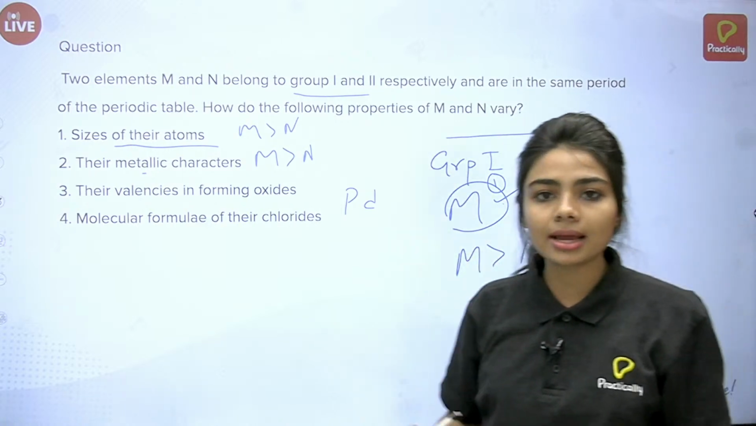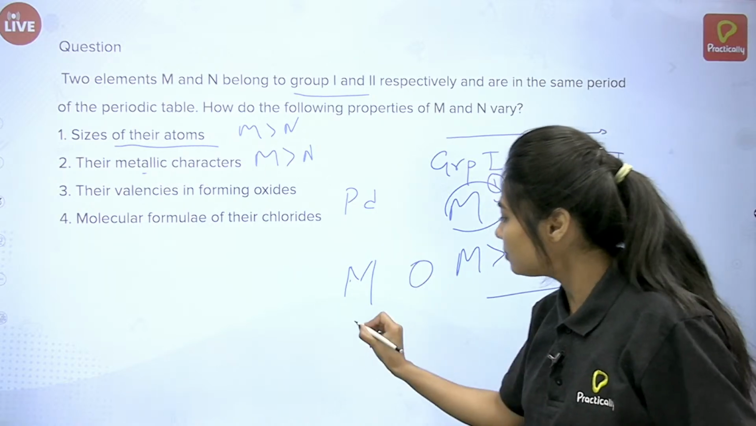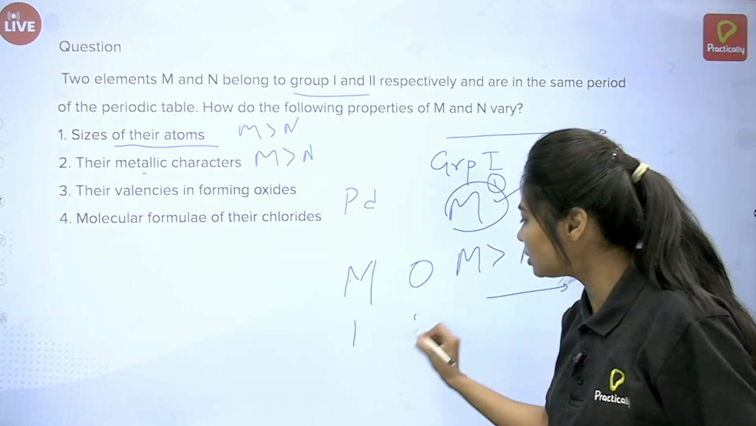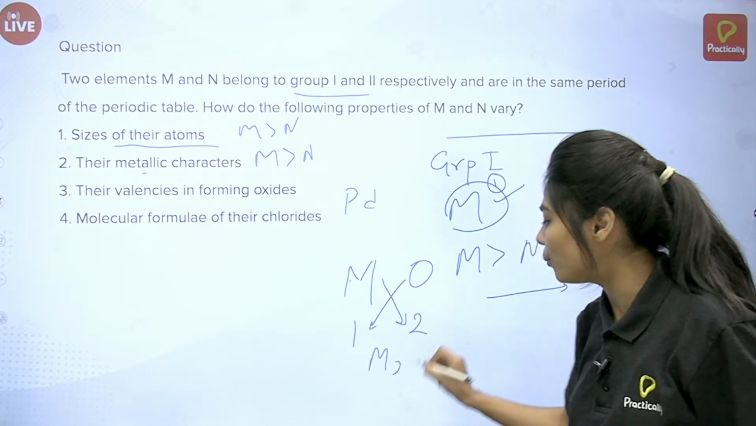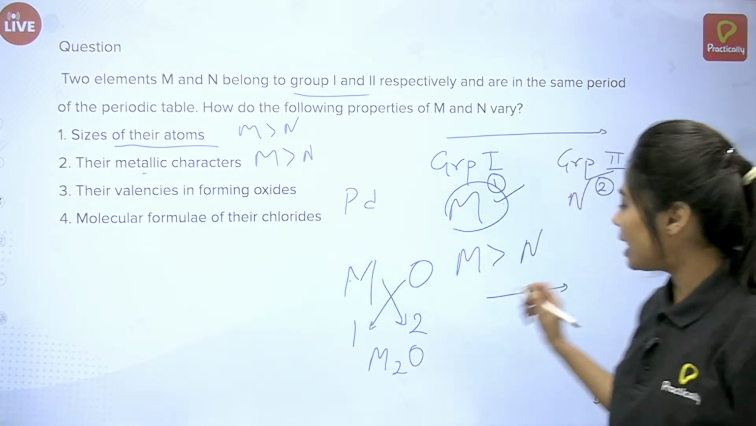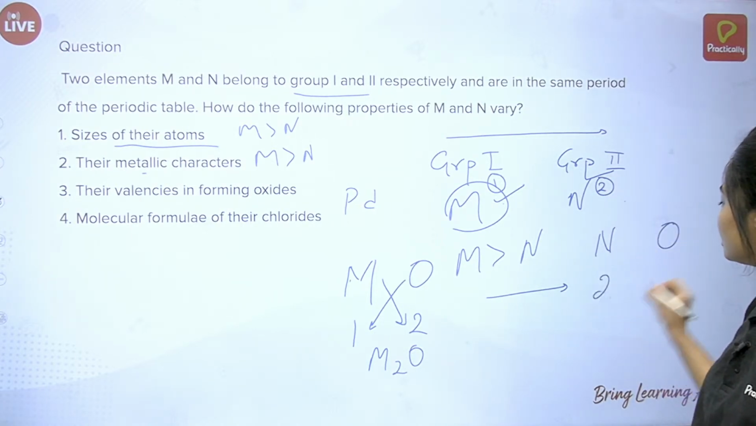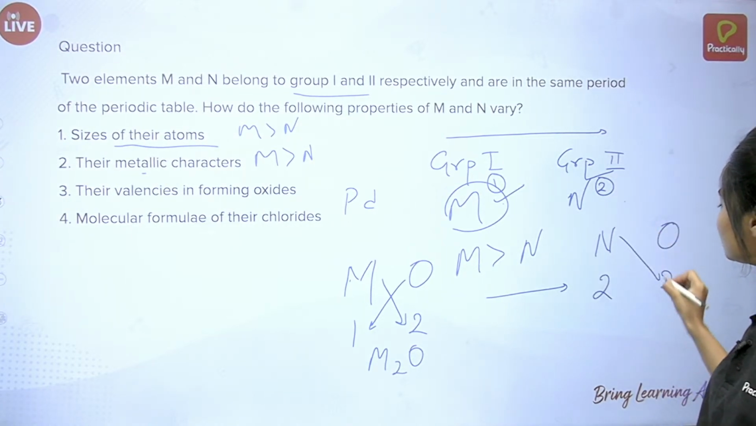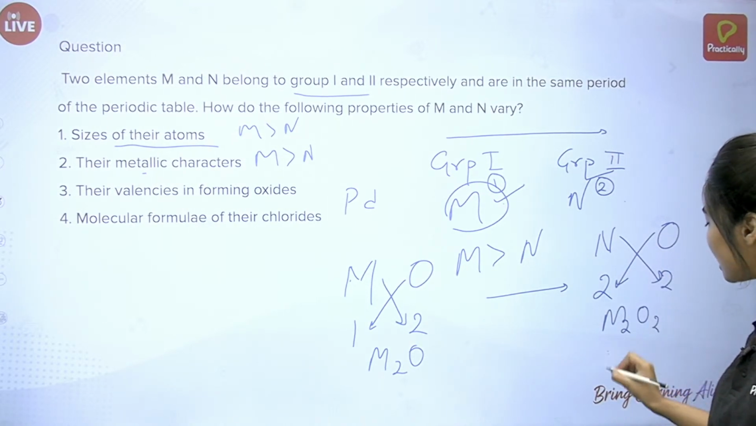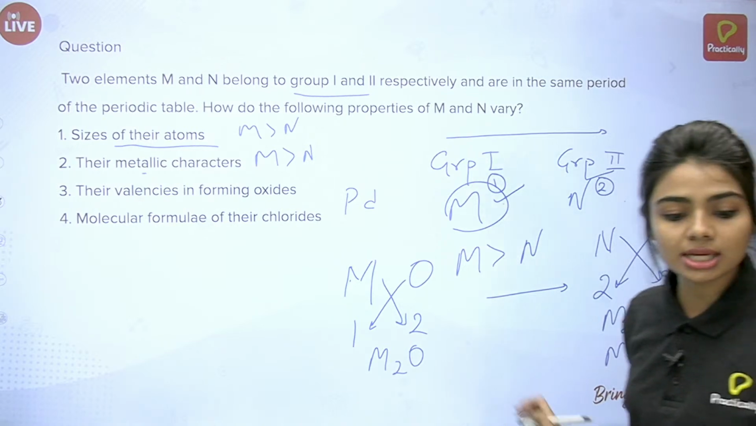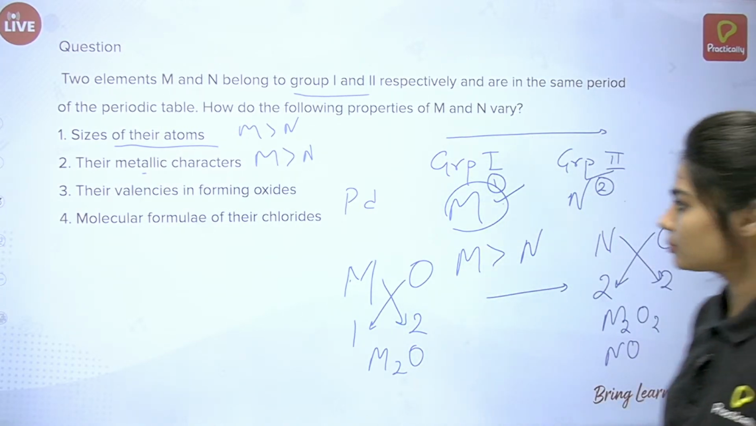So what will be their oxides? For M, the valency is 1. For oxygen, the valency is 2. Cross multiply it and you will get M2O. For N, the valency is 2 and oxygen is 2. Cross multiply it and you will get N2O2, which simplifies to NO. Simple. So these are the formulas of their oxides. I hope it is visible.